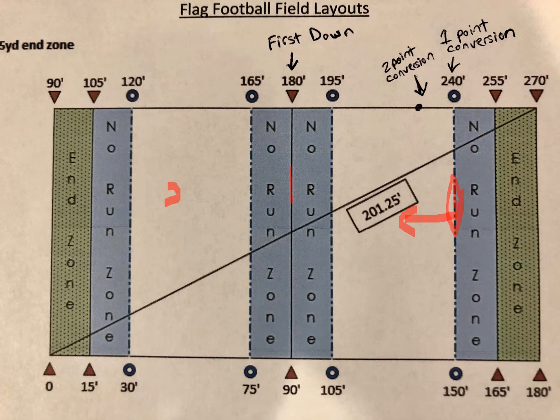If a team scores, say the team's going this way and they score a touchdown, they can choose to go for 1 or 2 points for an extra point. The 1 point will be here at the no run zone marker, and then the 2-point conversion is farther back. For junior, senior, and super senior levels, if they opt to go for 1 point, they are within the no run zone, so they must pass to get a 1 point conversion. Again, there are no kickoffs, there is no blocking of any kind, and no flag guarding, which I will get into later.